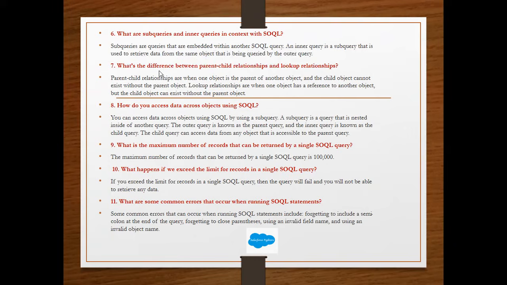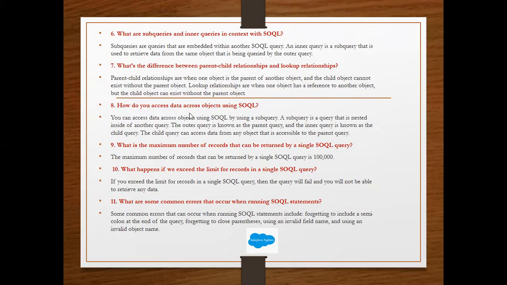Next question: what is the difference between a parent-child relationship and a lookup relationship? In a parent-child relationship, one object is the parent of another object and the child object cannot exist without the parent object. In a lookup relationship, one object has a reference to another object, but the child object can exist without the parent object.